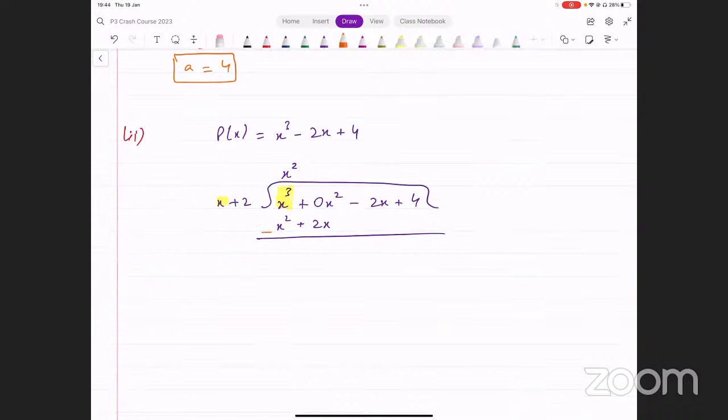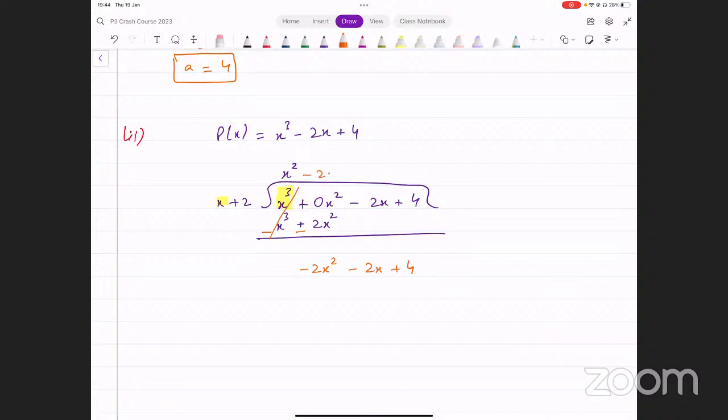Sorry, there's something wrong here. This should have been x cubed, and this should have been x squared. This is x cubed plus 2x squared. Now, when we change the signs, this gets cancelled, and 0 minus 2 gives us minus 2x squared, minus 2x plus 4. Again, you think, what do you have to multiply x by to get minus 2x squared?